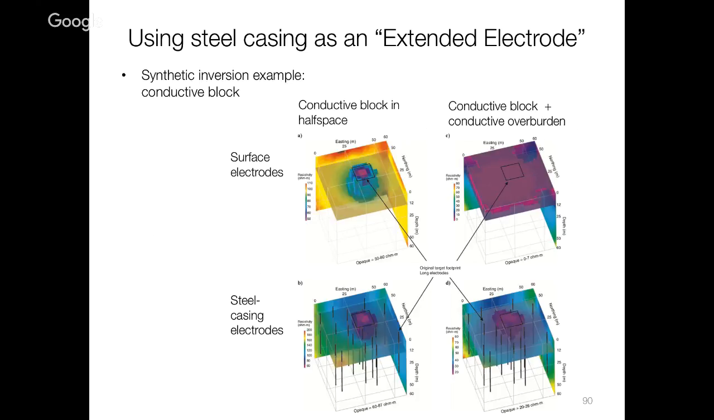But if you take that same experiment and now you put in the steel electrodes at depth, so that's what these vertical lines are, and now you use those as electrodes, take those data, invert them, and then you get this result up here. So this is actually a really good representation of what that initial synthetic conductivity block was. So again, it just shows that by using the wells as extended electrodes, you've got a lot more penetration depth.